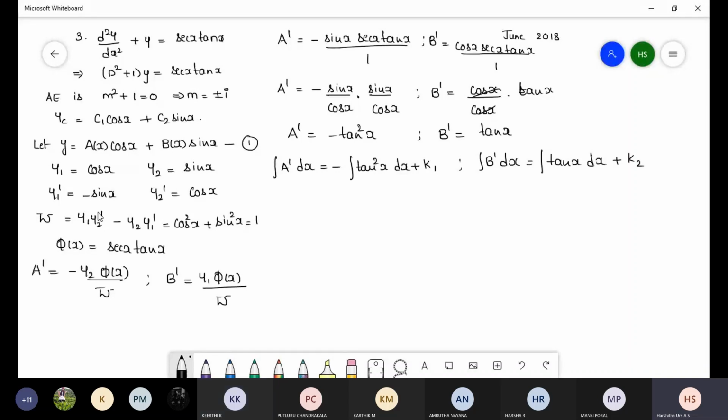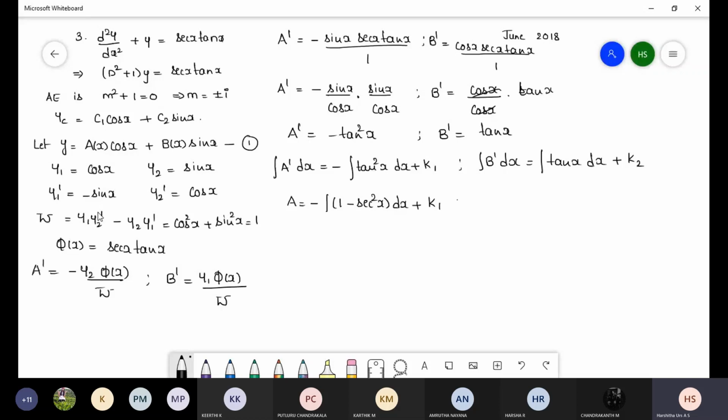No, I'm not asking the integration. I am asking here. So first I will write integration of a dash is a minus tan square x. For sin square x in the previous problem I have written 1 minus sin square x. What is the formula? Yes, tan square x is secant square x minus 1, so minus tan square x is 1 minus secant square x into dx plus k1.